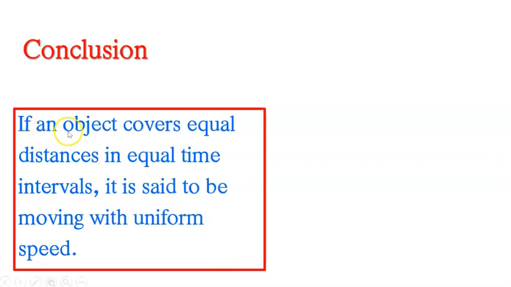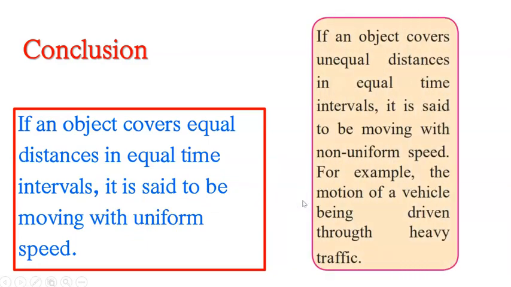Therefore, what is the conclusion? If an object covers equal distances in equal time intervals, it is said to be moving with uniform speed. And if an object covers unequal distances in equal time intervals, it is said to be moving with non-uniform speed. For example, the motion of a vehicle being driven through heavy traffic. जर ट्रॅफिक जास्त असेल तर आपला स्पीड हा युनिफॉर्म नसतो. It's a non-uniform speed. Okay.